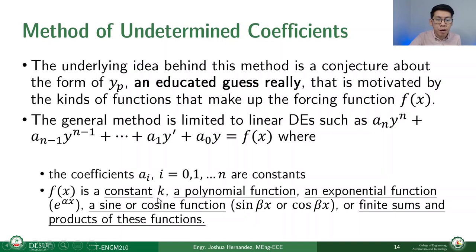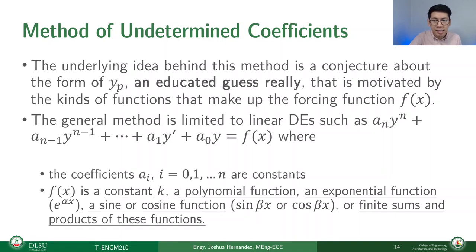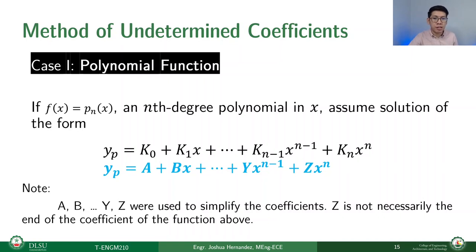Now, let's take a look at a very basic case for f of x, or forcing function. Case one: if our f of x is a polynomial function, let's call it p sub n of x, which is an nth degree polynomial in x, let us assume a solution of the form y sub p equals k naught plus k sub 1 x until k sub n minus 1 x raised to n minus 1 plus k sub n x raised to n. I actually rewrote this and prefer this kind of notation, y sub p equals a plus bx until z x raised to n. I prefer using the alphabet letters to reduce confusion.